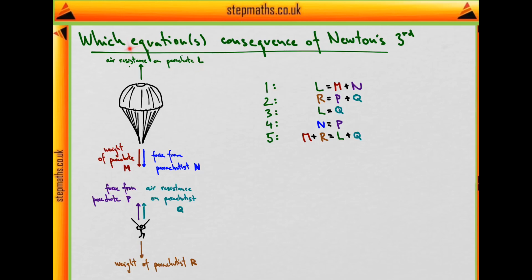There's the air resistance of the parachute, L, then the weight of the parachute, the weight of the parachutist, force from the parachutist on the parachute, force from the parachute on the parachutist, and air resistance on parachutist, Q. Then we are also given 5 equations.